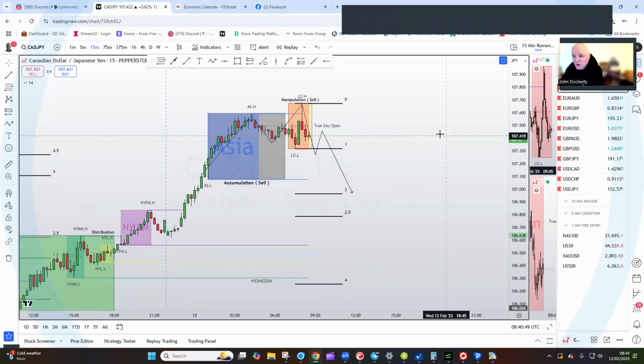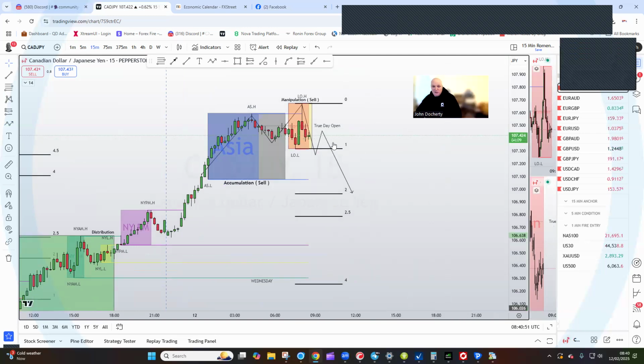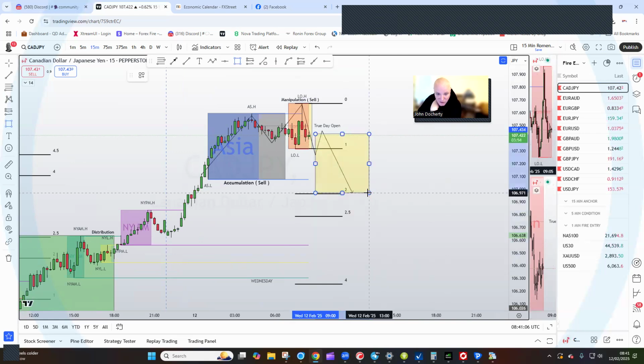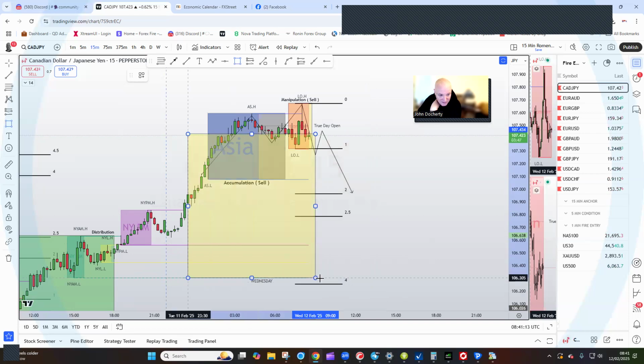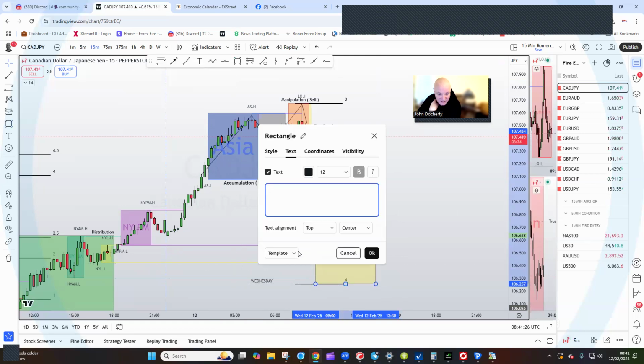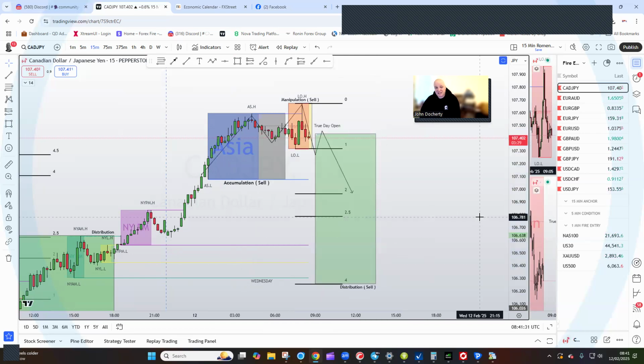Now, this is just the first part of the model. It doesn't mean it's going to go this direction, but this is what I'm looking at, because if we do get a push out of the market structure shift of this manipulation, the next part of the puzzle is the distribution. The distribution can go to the 2, the 2.5, or the 4. The 4 would bring it down and sweep the New York AM session of yesterday. The 2.5 would bring it into yesterday's New York PM session. So we're looking for that phase to produce itself, which will be the distribution sell. That's basically the AMD.